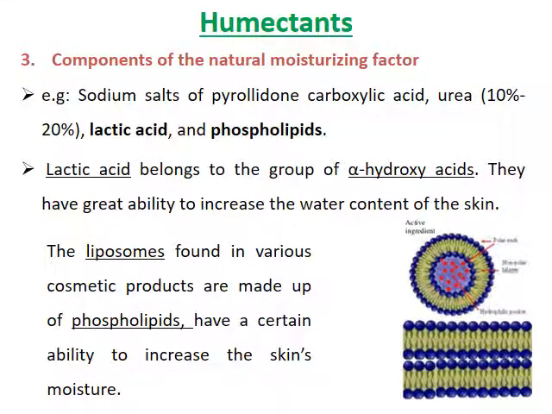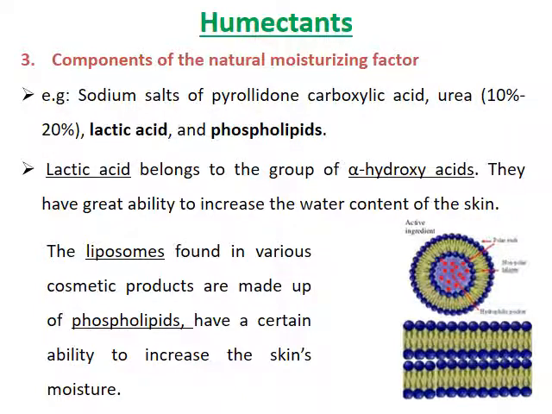The third subtype of humectants are components of the natural moisturizing factor. As we took before, there are natural moisturizing factors with different components like lactic acid, phospholipids, malic acid. Several components act as natural moisturizing factors, like sodium salts of pyrrolidone carboxylic acid, urea, lactic acid, phospholipids. Lactic acid belongs to the group of alpha hydroxy acids, and they have a great ability to increase the moisture content of the skin.